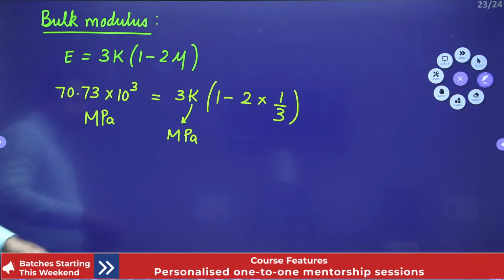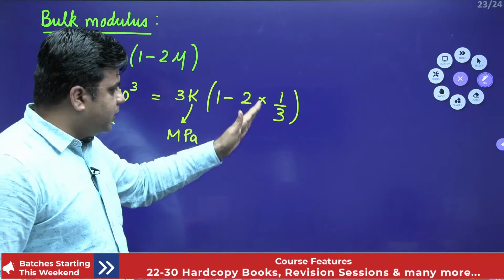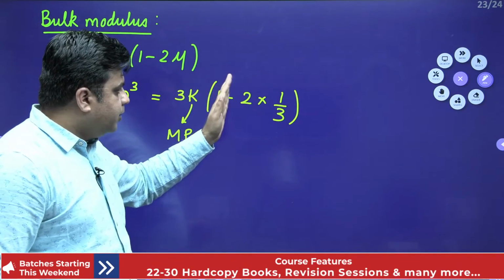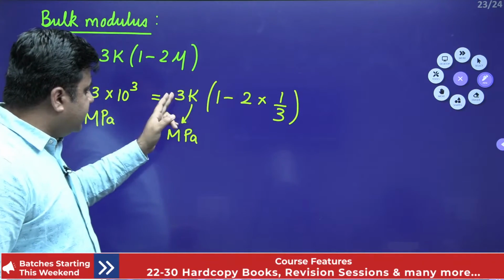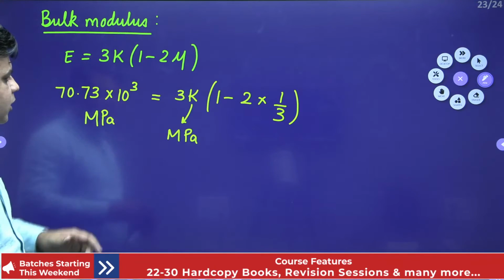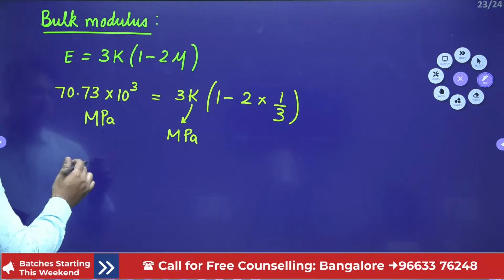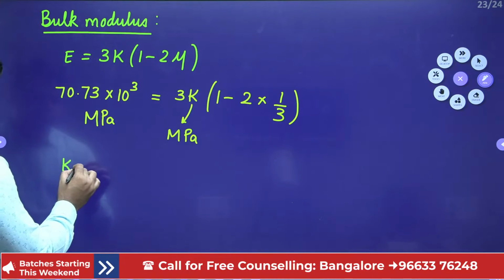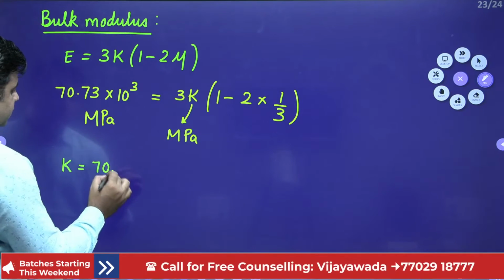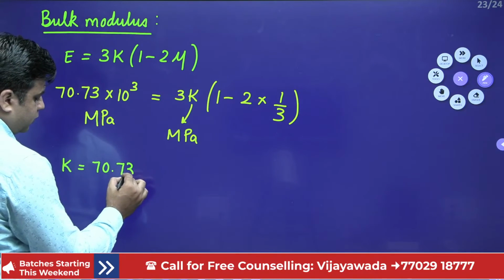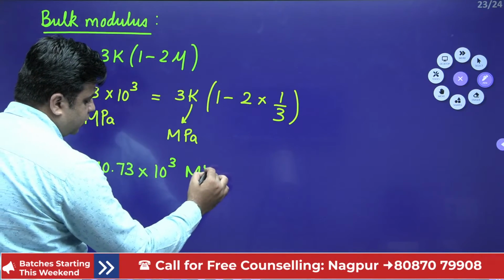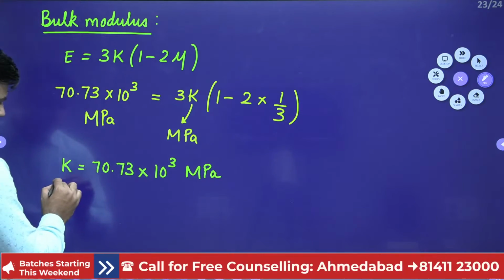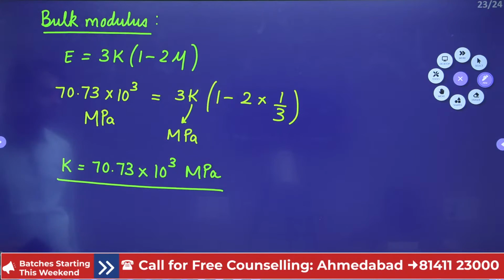So 1 minus 2 by 3 will be 1 by 3, and 1 by 3 and 3 are going to cancel out. So directly we have the value of K. So K is equal to 70.73 into 10 raised to power 3 megapascal. So the value of K is also the same.